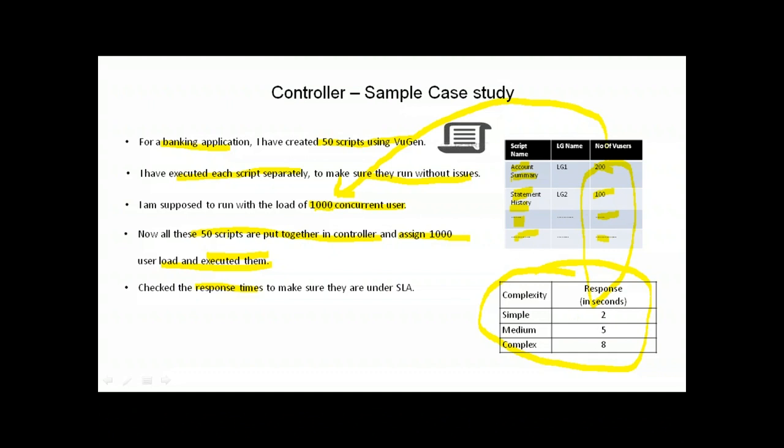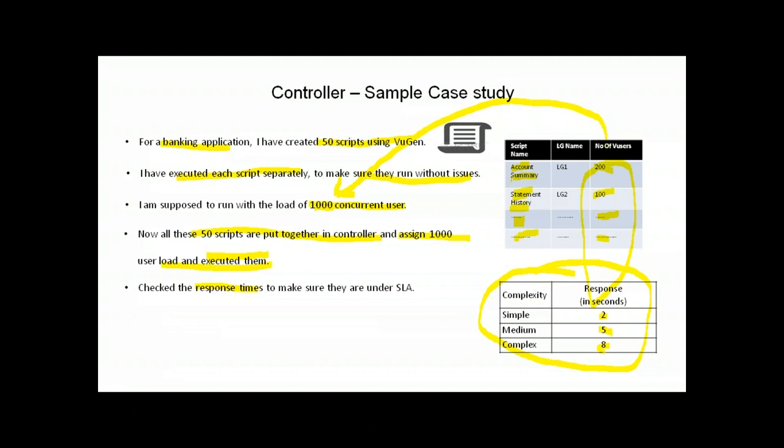In these 50 scripts, you have multiple transactions. Transactions which are simple should be less than 2 seconds. Transactions which are of medium complexity should be less than 5 seconds, and which are complex should be less than 8 seconds. So this is what it is.